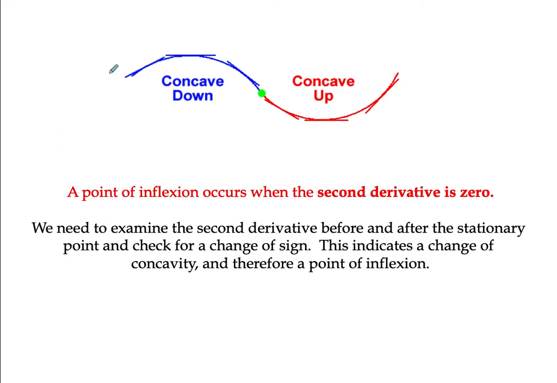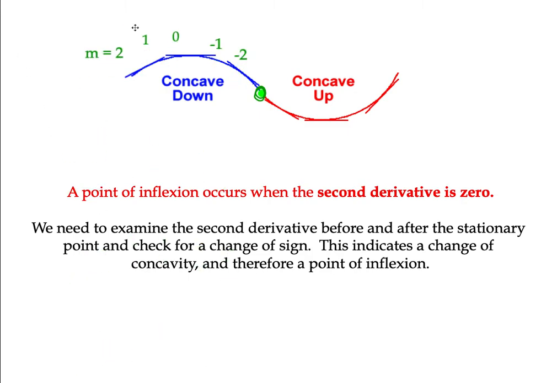So here's my explanation of what concave up and down is. If we have a look at this curve here, we've got a maximum turning point and a minimum turning point, and somewhere on this green dot we've got our point of inflection. This is concave down on the left and concave up on the right. How on earth are we able to distinguish between the two? Well, let's have a look at their gradients.